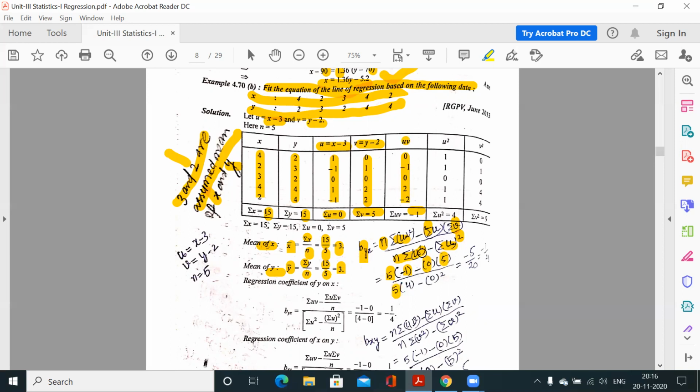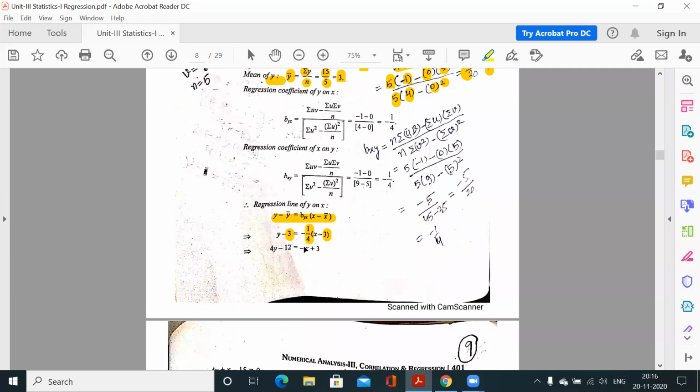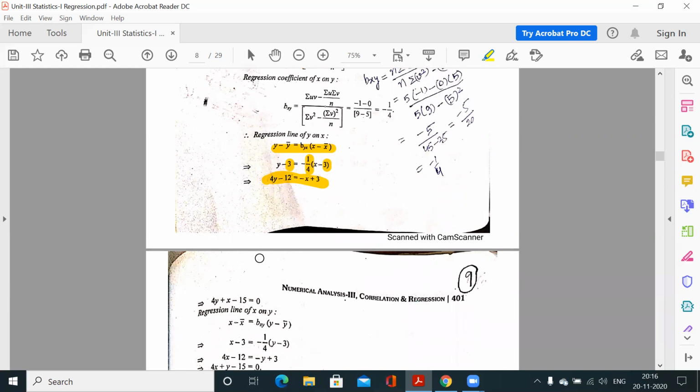Next summation of u square, so first we need to calculate u square. So u square: 1 square, minus 1 square, 0 square, 1 square, minus 1 square. So these are u squares. Sum is 4. Next this is summation u whole square. Summation u we already have, summation u is 0, so this is 0 square. After substituting all values, we are getting minus 5 by 20, which is minus 1 by 4. So this is minus 1 by 4. This is the regression line of y over x.